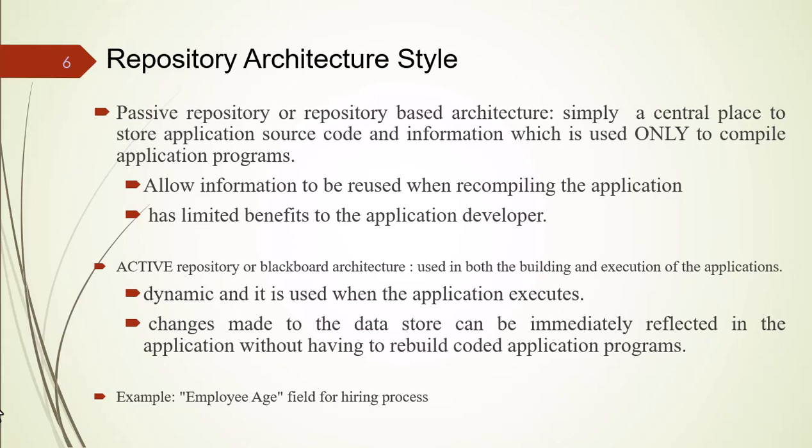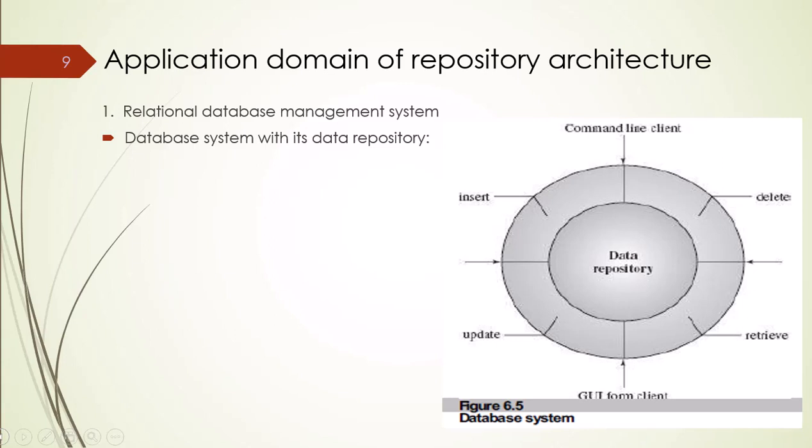There is no active program installed on the agent side, so the components are passive, and the data store device or database is active. The algorithms, the controllers, or the instructions are active in this repository, the active repository or blackboard. Active repository is dynamic, and it is used when the application executes. Changes made to the data store can immediately be reflected in the application without having to rebuild the application code. In the application domain of repository architecture, relational database management systems normally follow this approach.